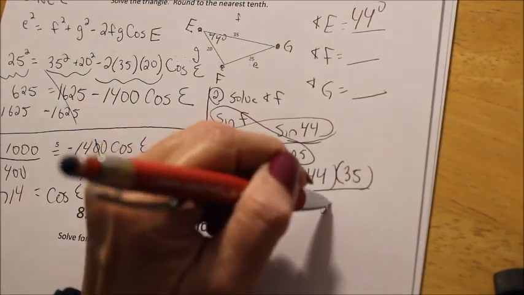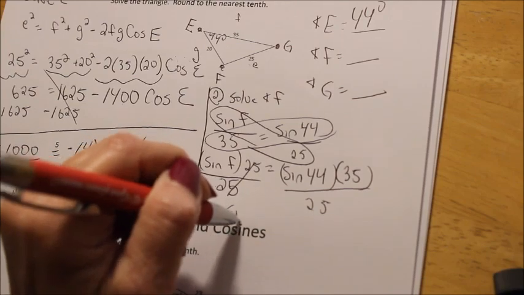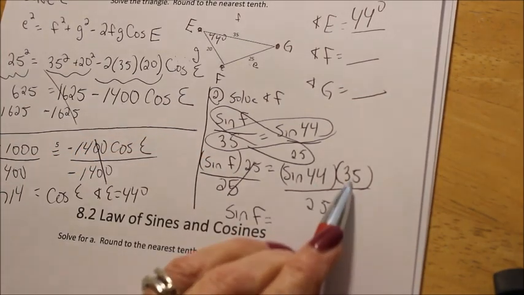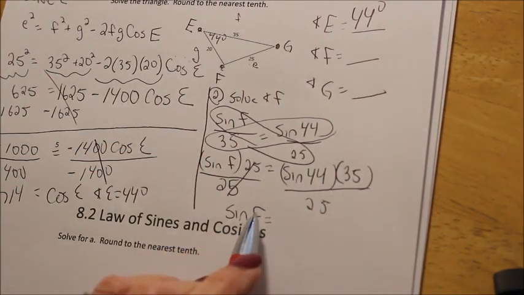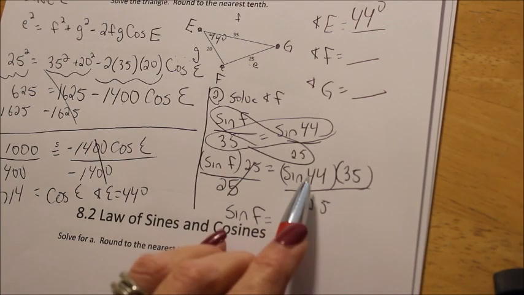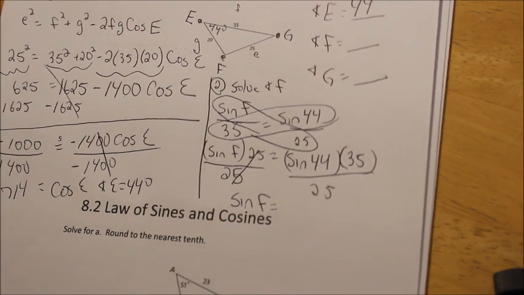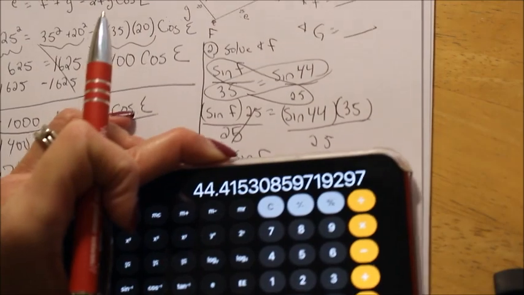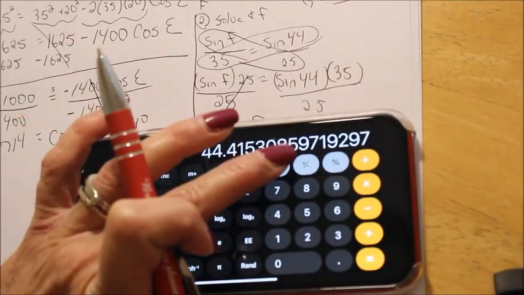Okay, so we're going to divide, and we get the sine of F equals. Now, remember, you're going to calculate that. You're looking for an angle measure. You're going to take the sine inverse of the decimal you get for that. So let's go ahead and calculate that out here.